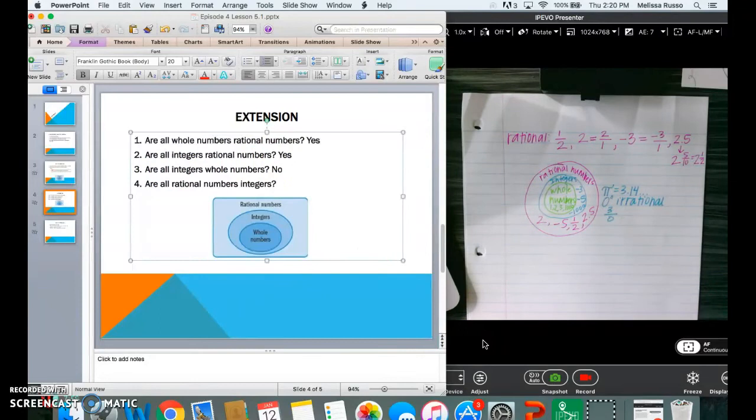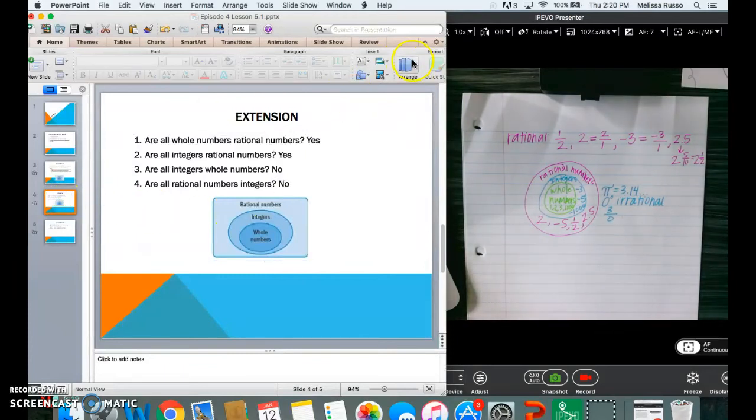Last question, are all rational numbers integers? Well, if we look at some of these examples, 2 is an integer, so that works. -5 is an integer. Is 1/2 an integer? No, because it's a fraction, right? It's not a whole number. So are all rational numbers integers? We're going to say no, that is not true.